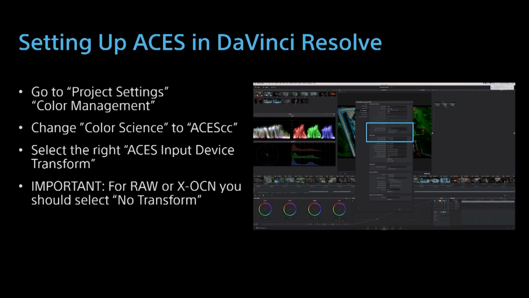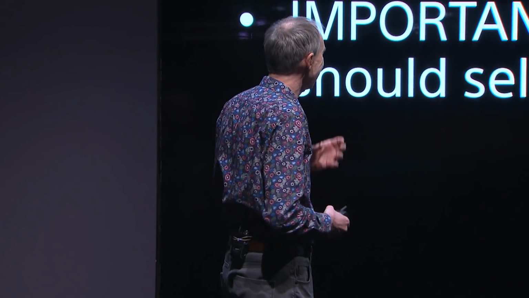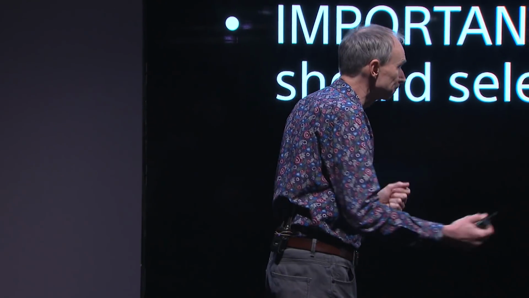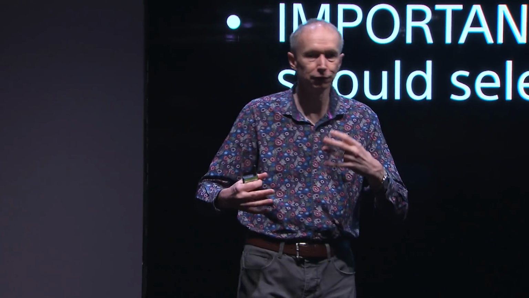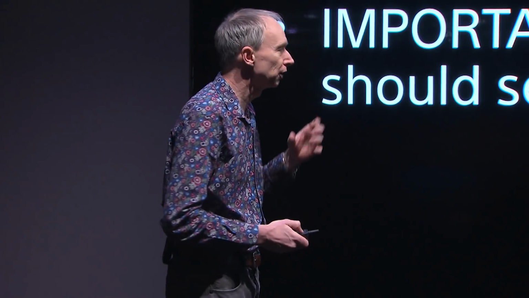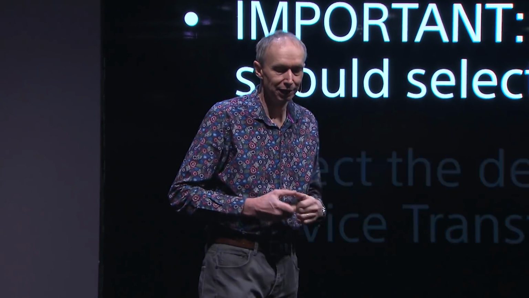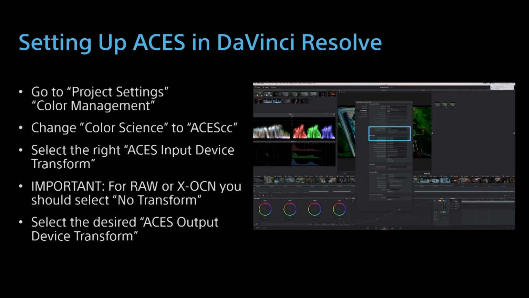And then we select the correct input transform, which is basically telling Resolve what you shot it with. And then you select the output transform that you want, which is basically telling Resolve how you want it to be exported. And all the complicated conversions and the mathematics and everything else happens within Resolve. You don't need to worry about lookup tables and LUTs or any of that stuff. It's all going on inside Resolve. Much, much easier for many things.